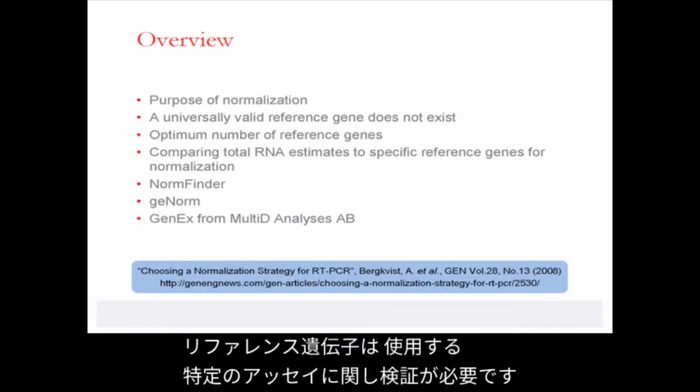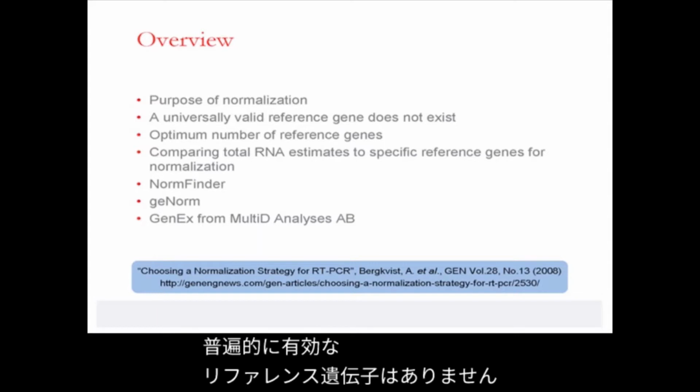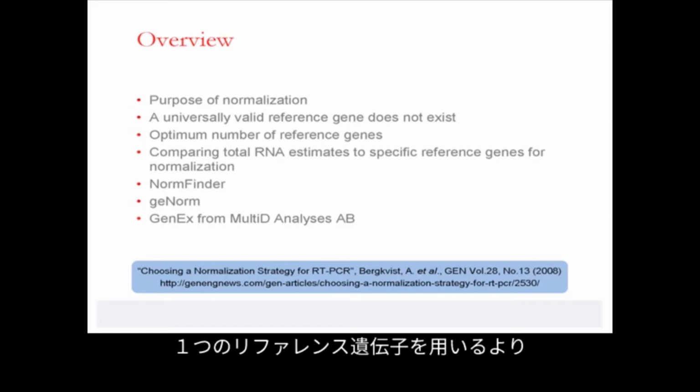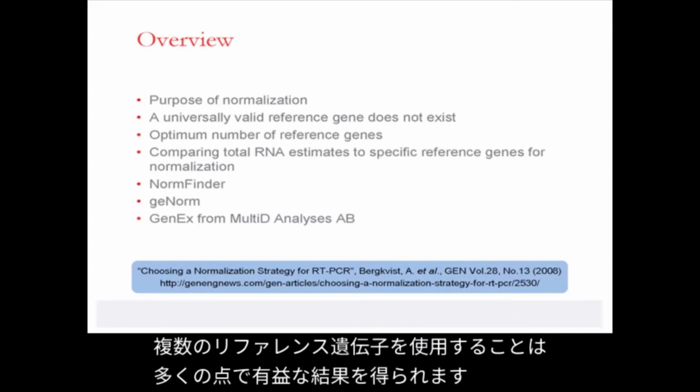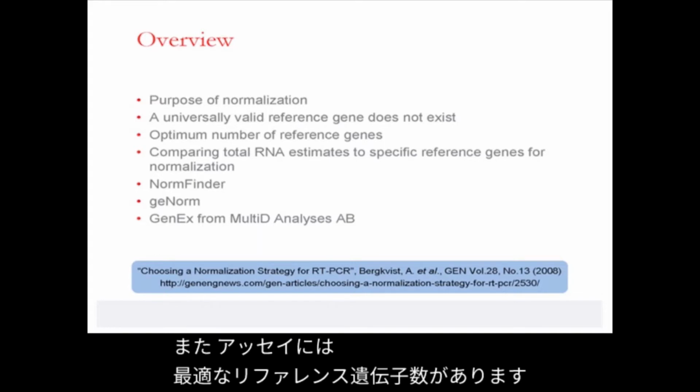A reference gene needs to be validated on the specific assay for which it's going to be used. There is no such thing as a universally valid reference gene. Furthermore, using several reference genes has many advantages compared to using only one reference gene. However, there are also factors limiting the optimal number of reference genes for an assay.